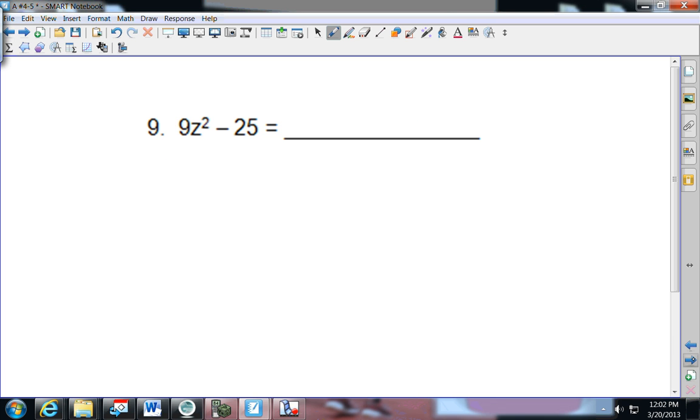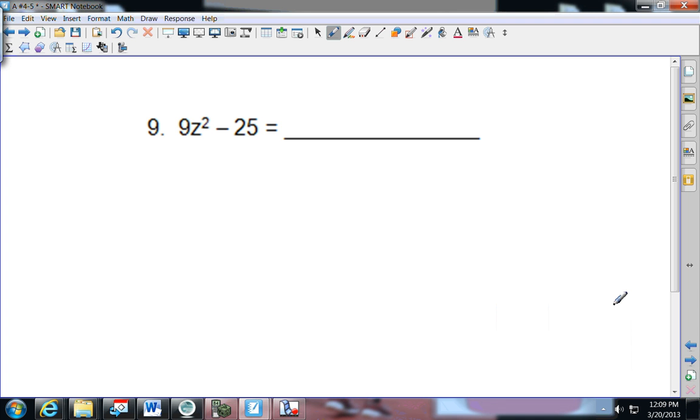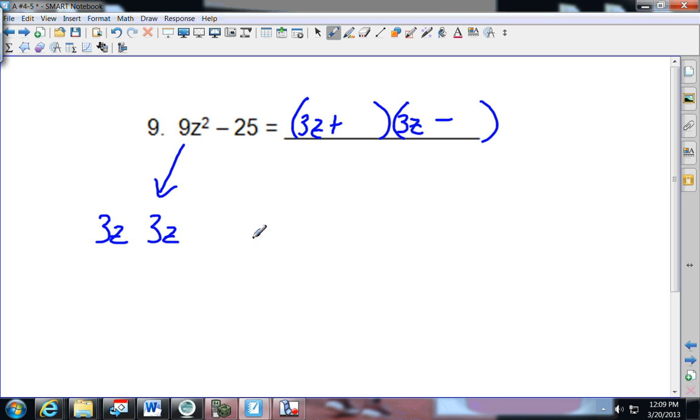Right now in your paper, try number 9. All right, continuing now on this number 9, what you should have gotten. It's a difference of squares. So I have the parentheses. I know that one is plus and one is minus. The 9 splits up as 3z and 3z. The 25 splits up as 5 and 5. That should have been your answer for number 9.